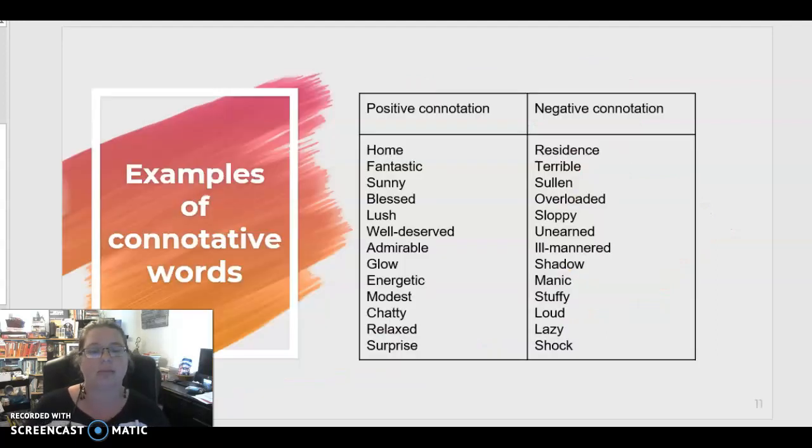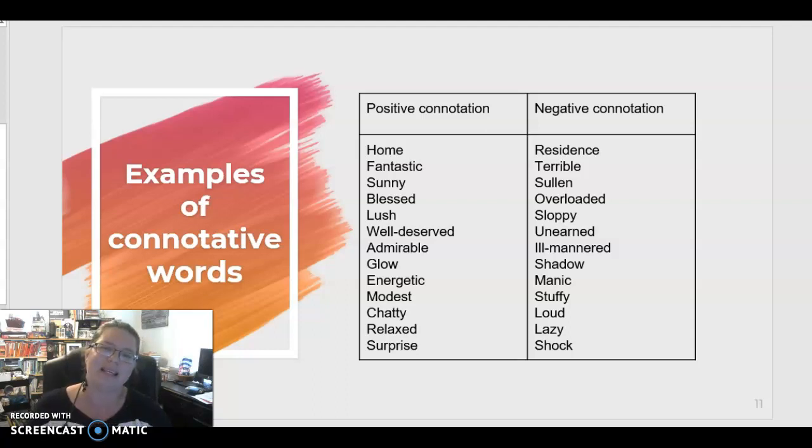So here are some examples of words that have positive and negative connotations societally. And of course, some of us may have more positive or more negative personal connotations, but these are ones that are sort of generally accepted. For example, if you look at the difference between chatty and loud, if you were trying to maybe spare someone's feelings, you would say that they were being chatty. But if you were annoyed at their behavior, you might tell your friend that they were being very loud.